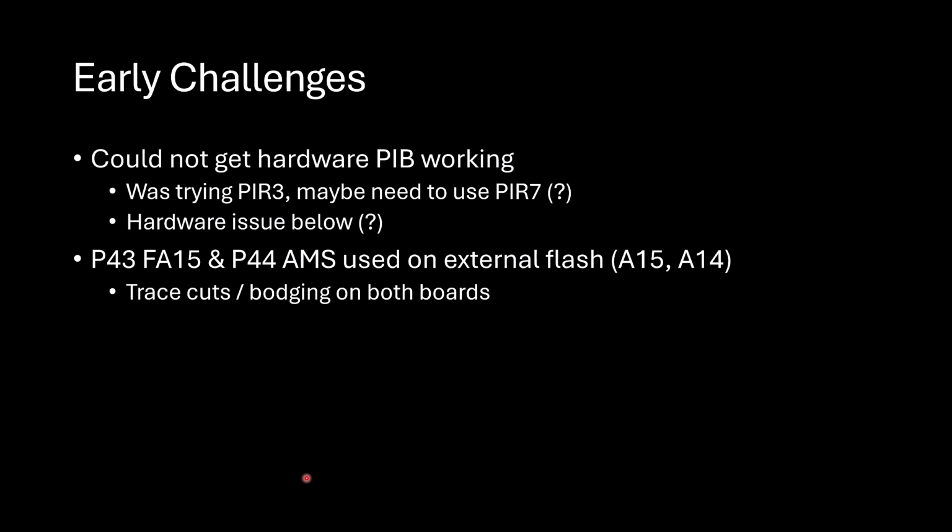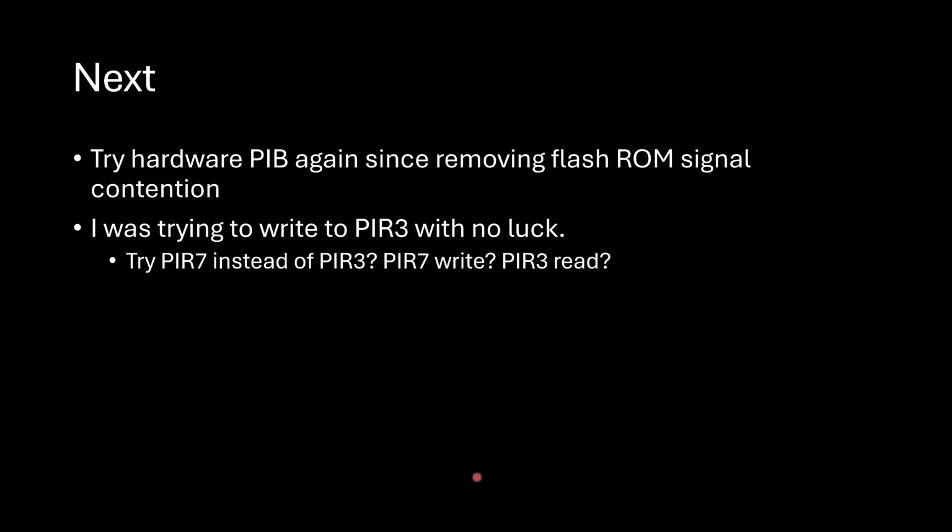So a little bit more hassle on that one, but I do have that basically updated also, so that A15 and A14 are on pull-ups on both boards, and they are isolated from P43 and P44. So what's next? I need to try the hardware PIB again, and I've removed again those flash ROM signals, which I know was causing problems. So that alone might resolve it for me.